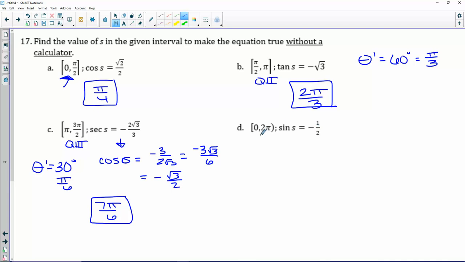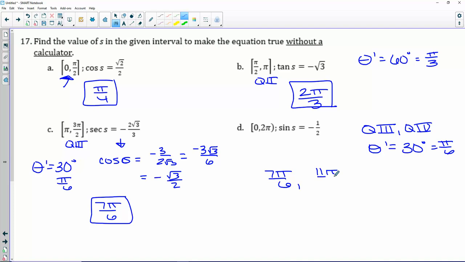This one, 0 to 2 pi, I'm saying every time it happens. So if you're thinking unit circle, you can just look at your ordered pairs and tell me every time the y was negative 1/2. Or if we think about quadrants, sine is negative in 3 and 4. Reference angle, when is sine 1/2? 30 degrees, which is pi over 6. So in the third quadrant, pi over 6, the top is 1 more, 7 pi over 6. And the fourth, double minus 1 would be 11 pi over 6.